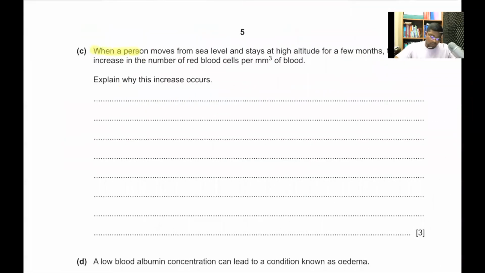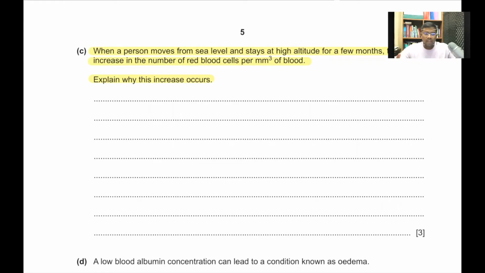Part C. When a person moves from sea level and stays at high altitude for a few months, there is an increase in the number of red blood cells per millimeter cube of blood. Explain why this increase occurs. Okay. So basically, when a person moves from sea level to a high altitude, there is a shortage of oxygen because percentage saturation of hemoglobin at sea level is almost 98%. However, at a high altitude, the percentage saturation of hemoglobin can decrease to around 85%, depending on what altitude the person has gone to.